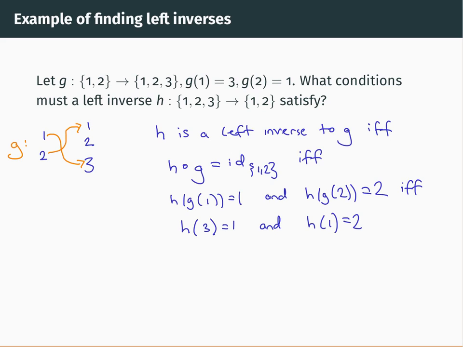Okay, well again you can see we've got choices, because this time there is no restriction on what h of 2 is. So there are two different possibilities for a left inverse to g.